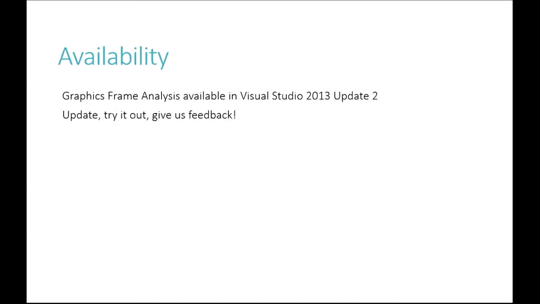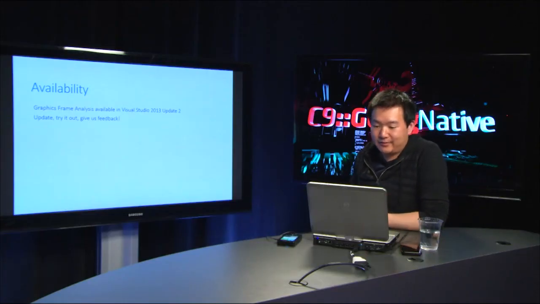So where can we actually find offline analysis? It'll be available in Visual Studio 2013 Update 2, so when you get the update, you can try out Graphics Frame Analysis, which is its official name. Because this is going into an update release, as opposed to a fully fledged VS release, there's a lot of stuff we wanted to do, but we just didn't have time to fit into the release.